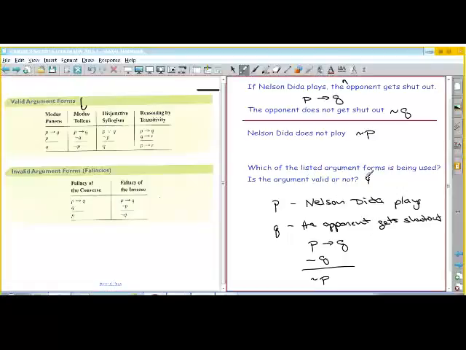So as a consequence, is the argument valid or not? We'd say yes, it is, because of the type of argument it is.